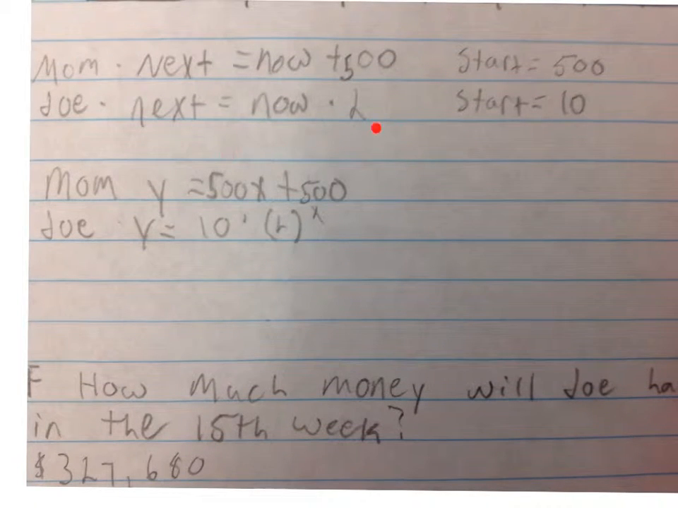Right here is the recursive equation for Mom and Joe, and here is the explicit equation for Mom and Joe, which is she's adding $500 each week with a start of $500, and Joe is doubling the amount that he is saving each week.